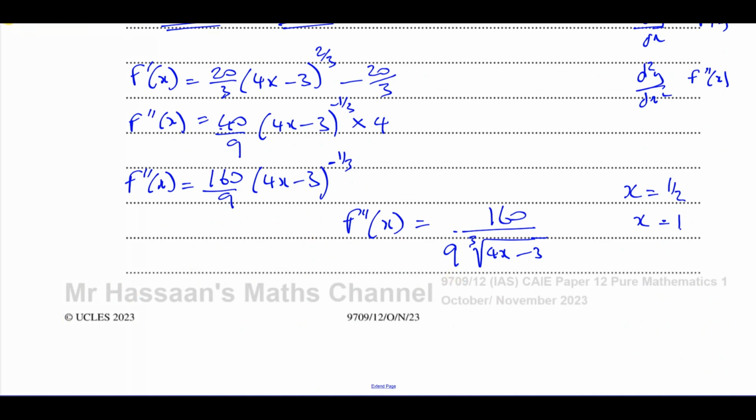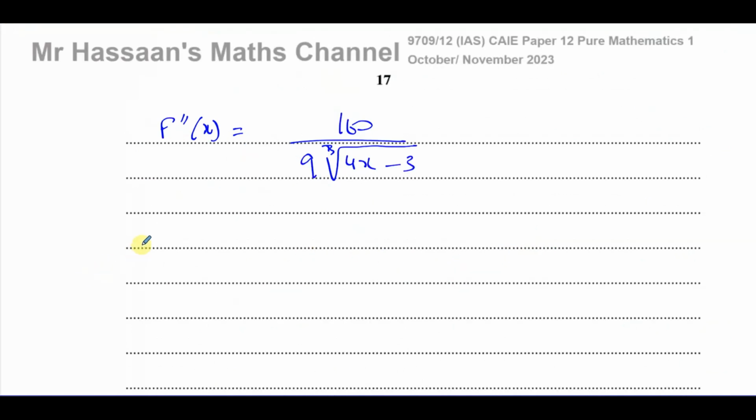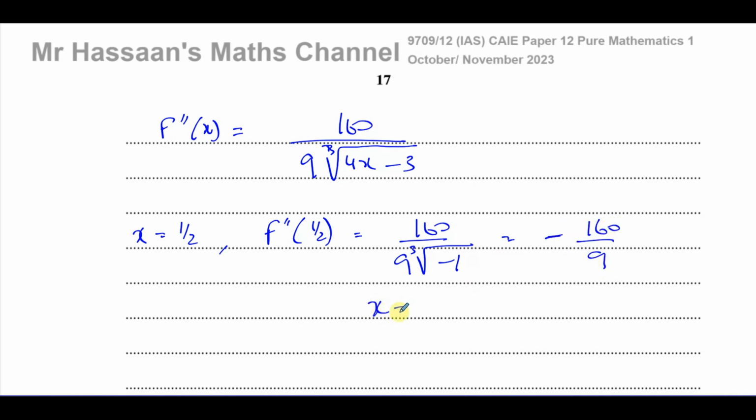Yep, and we have x equals a half and x equals 1. So when x equals a half, the second differential is going to be 160 over 9 times the cube root of 4 times a half, which is 2, minus 1 is minus 3. So the cube root of minus 1 is minus 1, and you end up with negative 160 over 9. So when x equals a half, the second differential is less than 0. Therefore, when x equals a half, we have a maximum. Okay, so x equals a half is a maximum.